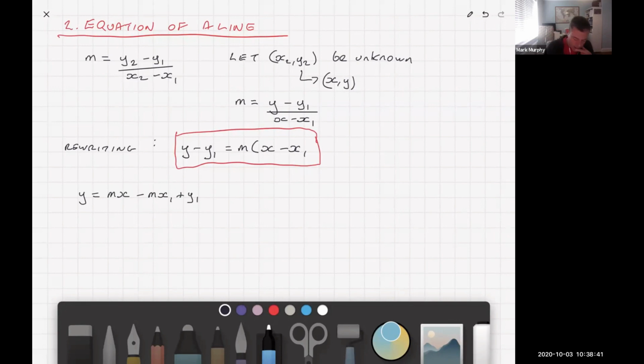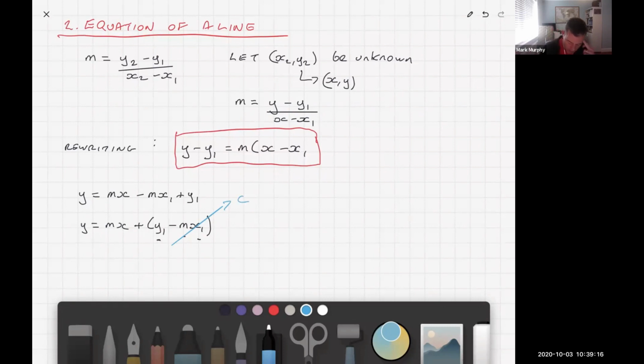Now, let's look at this again. So we have y equals mx, let's say I'll write it another way, plus y1 minus mx1. In this case, y1 is a number, it's a known value. m is a known value, it's a slope. And x1 is a known value. So we can just say that's all a number. That could be, say, 4 minus 3 times 2. We'll just call that c, because c is a number as well.